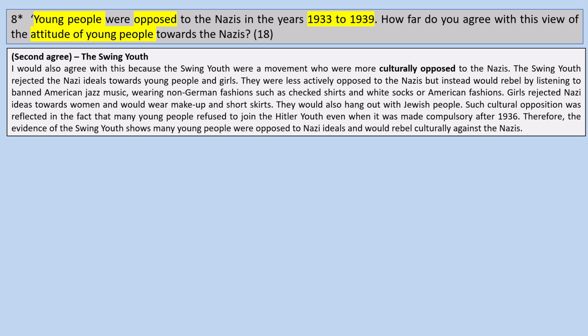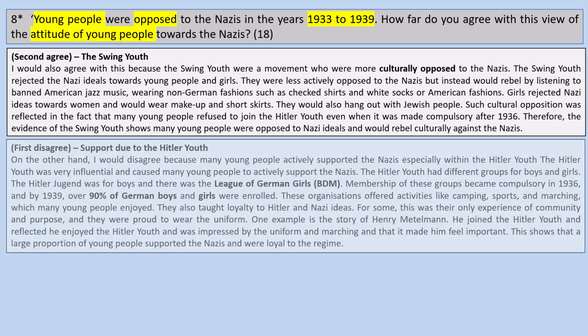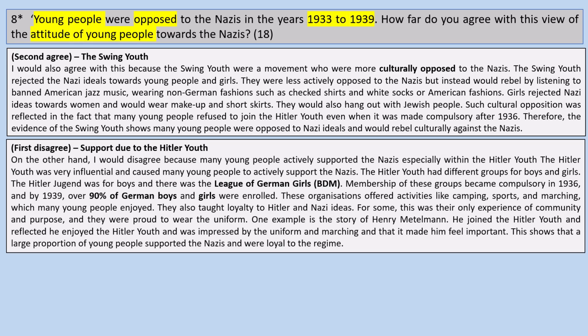Such cultural opposition was reflected in the fact that many young people refused to join the Hitler Youth, even when it was made compulsory after 1936. Therefore, the evidence of the swing youth shows many young people were opposed to Nazi ideals and would rebel culturally against the Nazis. Okay, our first disagree is going to say, well, actually, no, young people were not opposed to the Nazis because of the evidence of the Hitler Youth. On the other hand, I would disagree because many young people actively supported the Nazis, especially within the Hitler Youth.